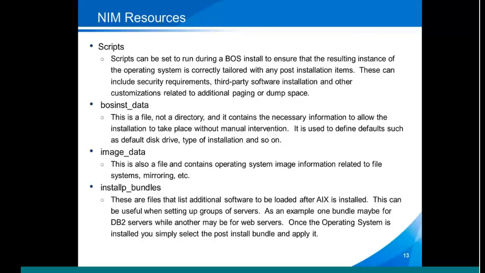Then we have the BOSINST data files and the image data files, and these have to do with some of the information about how mirroring is going to be done, some of the installation things like default disk drives and so on. And then I mentioned earlier that we can do bundles. So we could have a golden image, and then we could have a bundle that is a bunch of things that I want to install separately. So I can lay out my OS, then I can go back and apply different bundles to make sure that I get DB2 or web servers or whatever added later.